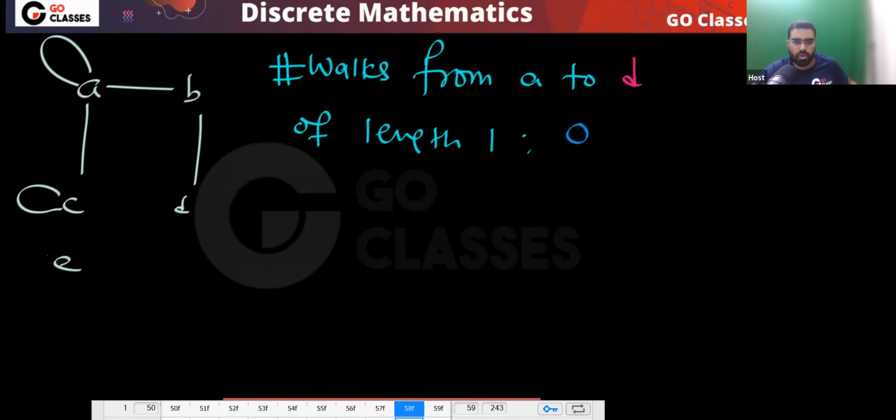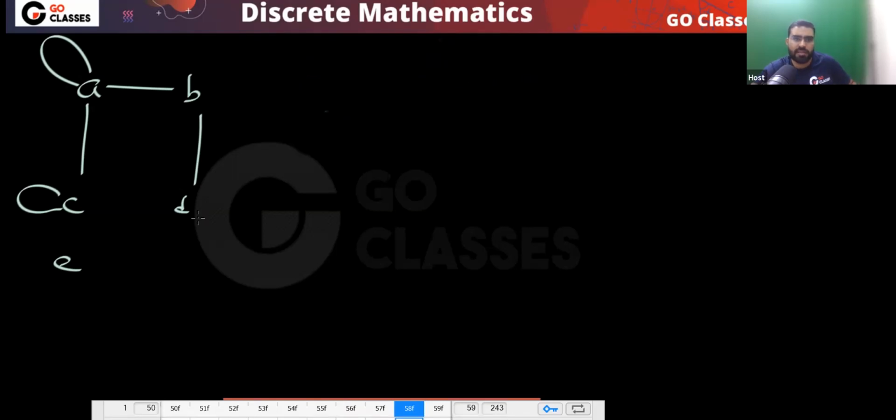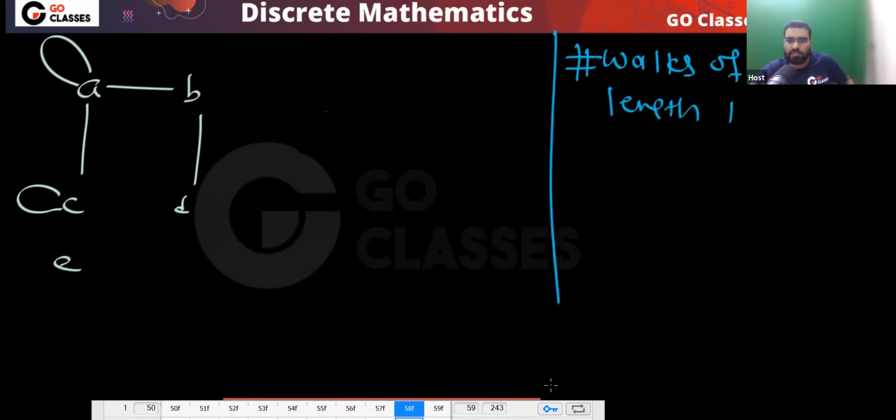So what I'm saying is that basically, let me make a table. Here I'm writing number of walks of length 1. Okay, and here I'm writing between what? From where to where?